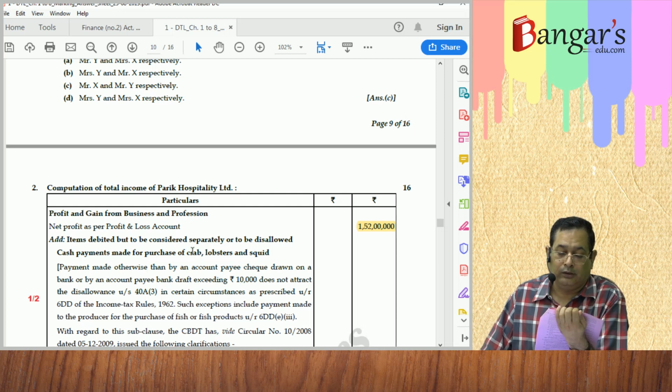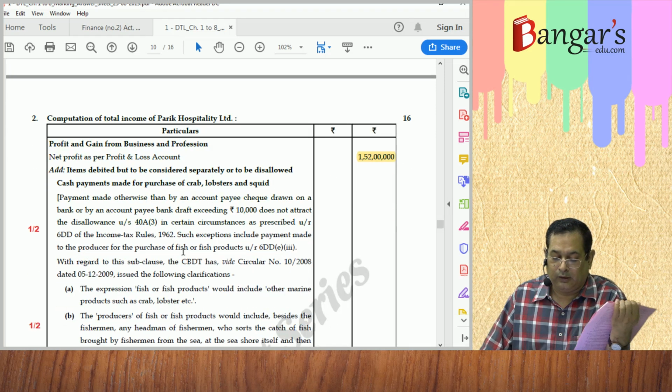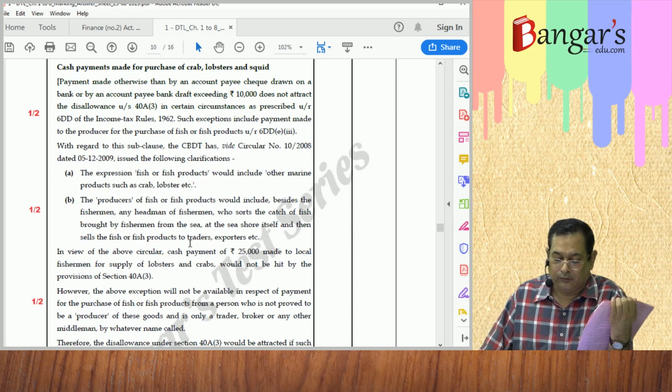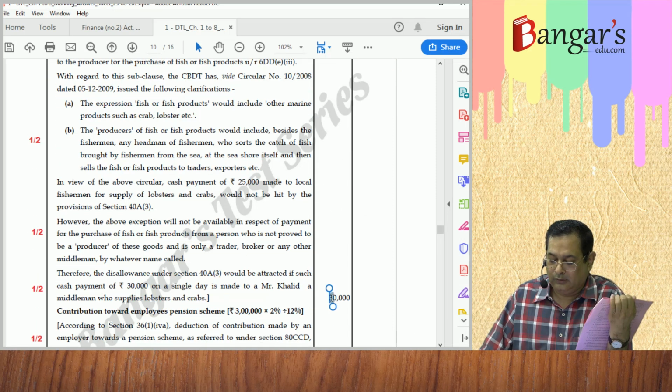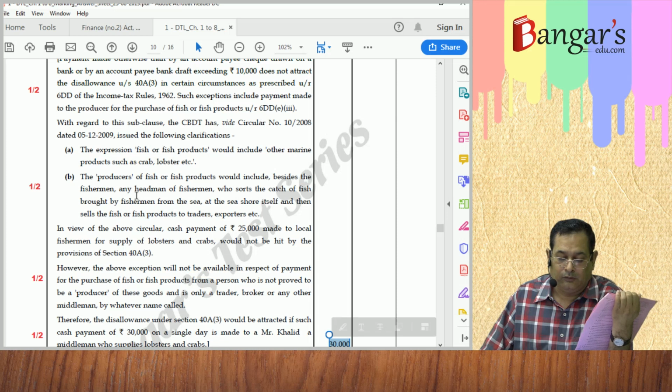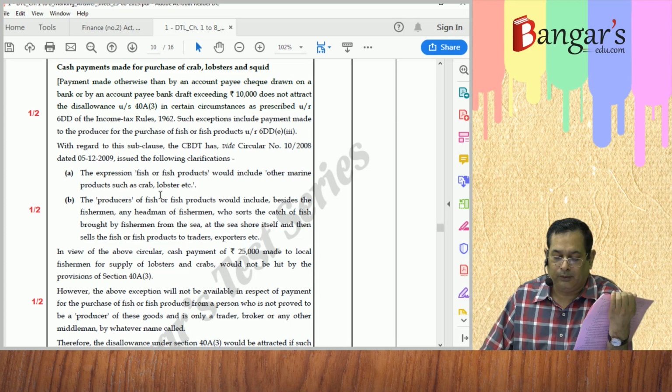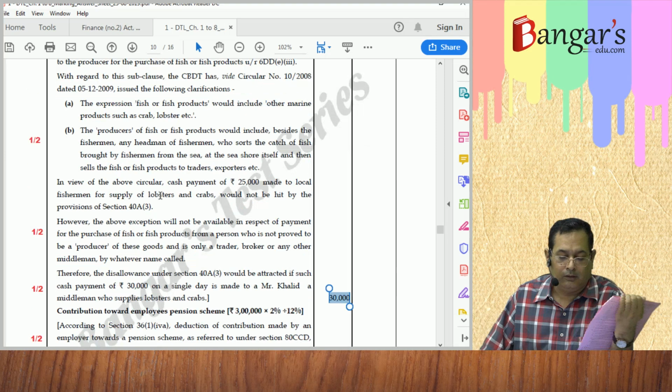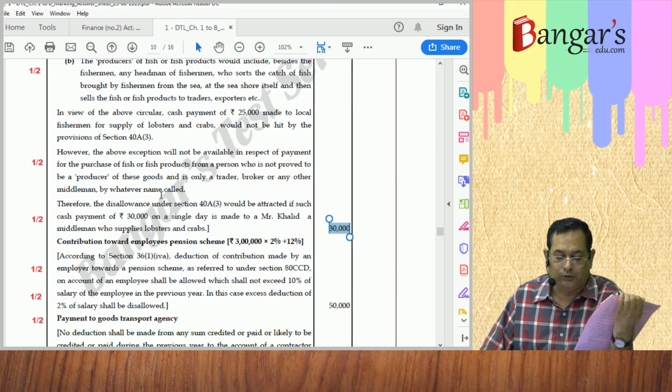So here in a day. But other one payment is to a middleman. So in this case, amount to be disallowed will be rupees 30,000 on account of the middleman. And you will have to mention that whatever payments have been made to a fisherman, the same will be allowed. Then next one is contribution towards what?